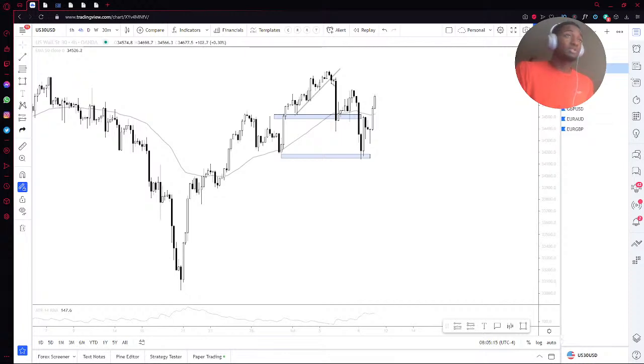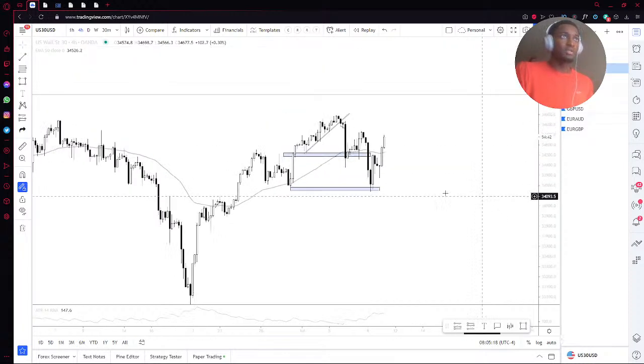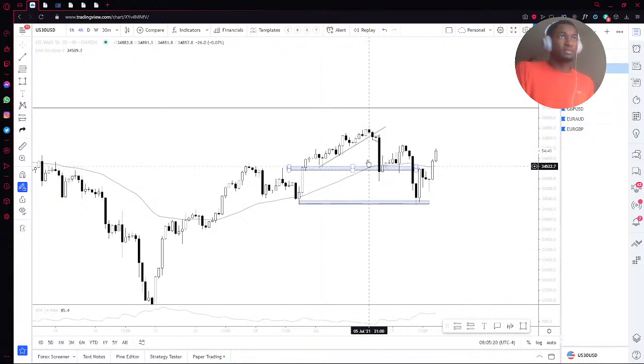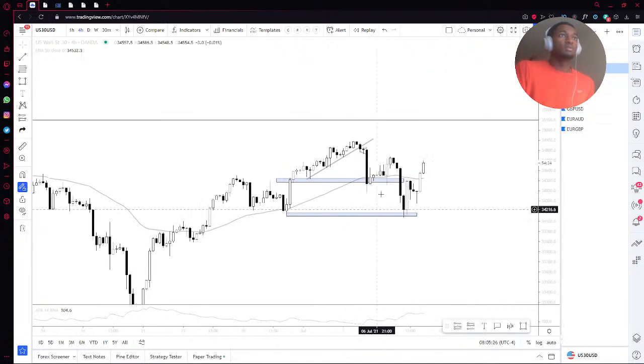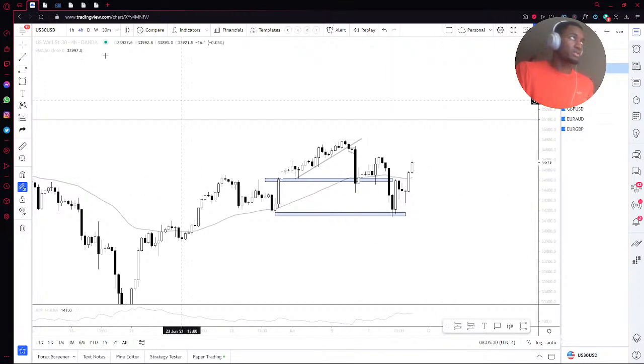Okay, no requested pairs. Going over the last requested pairs, US30 has played out. Price came down to this level, gave us that buying opportunity perfectly. So we're looking for those highs to be broken now. Hope somebody caught it. I mean, if you requested it, I hope you caught it.